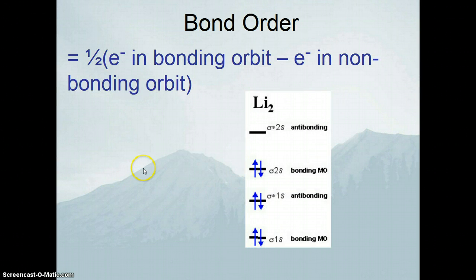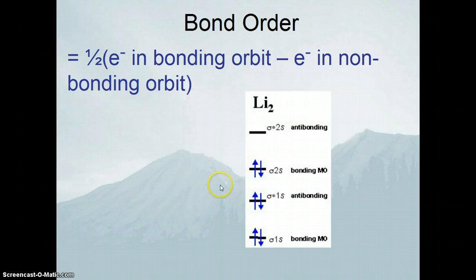So if we were to form a hypothetical lithium diatomic species, we would have 2 electrons in the sigma 1s bonding, 2 electrons in the sigma 1s antibonding. So there's 4 electrons there, 5, 6. The next 2 electrons go in the sigma 2s bonding orbital. Here's the MO diagram for lithium. So I have 1, 2, 3, 4 electrons in a bonding molecular orbital, and I have 1, 2 in antibonding molecular orbitals. So I take all the electrons in bonding orbitals, so that's these and these. That's 4 minus 2. So 4 minus 2 is 2.